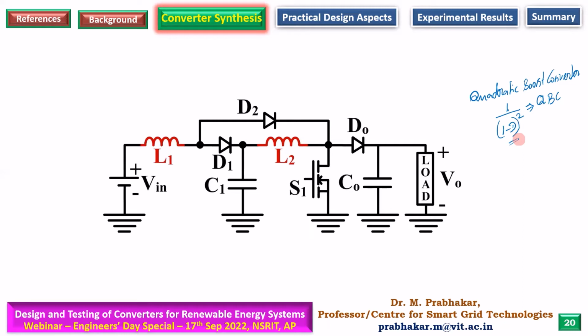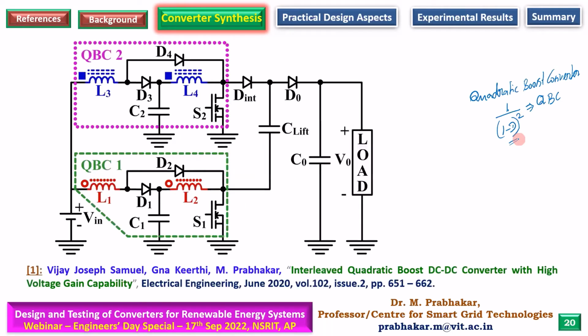So that ripple can be avoided by using interleaving. So why not interleave 2 such quadratic boost converters? That was our thought process. And then we had that converter also, that is over here, and that is published as our first paper. Okay, you can take this paper and read. If you want, you tell me, I'll send the material. Ma'am is also having that, so you can go through this and then you will understand.